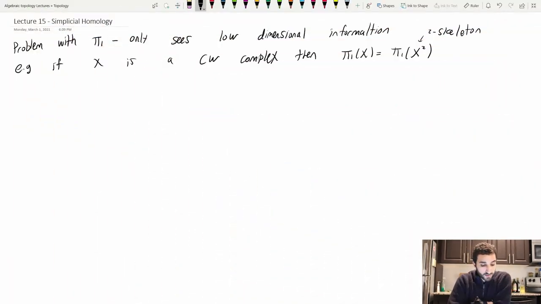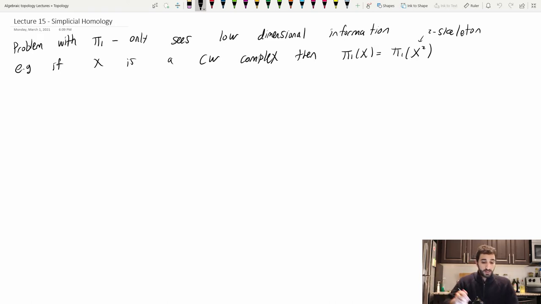Like we've seen before, the problem with the fundamental group is that it only sees low dimensional information. For example, if I have a CW complex, then the fundamental group of the CW complex is the fundamental group of the two skeleton. One way to look at it is as a positive thing, that I only need to look at the two skeleton. But the negative way to look at it is that there are many CW complexes whose two skeletons are the same, but whose three skeletons are wildly different, and the fundamental group will never help us distinguish such spaces.